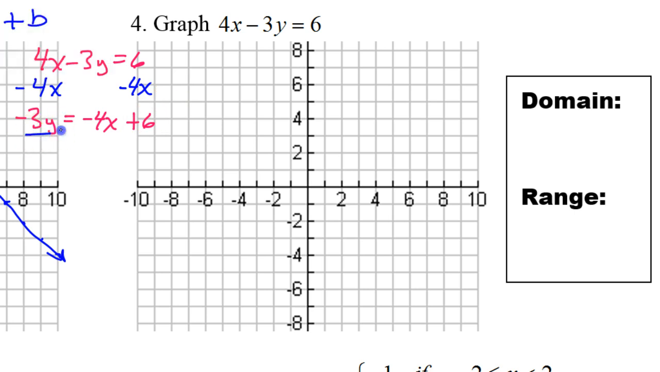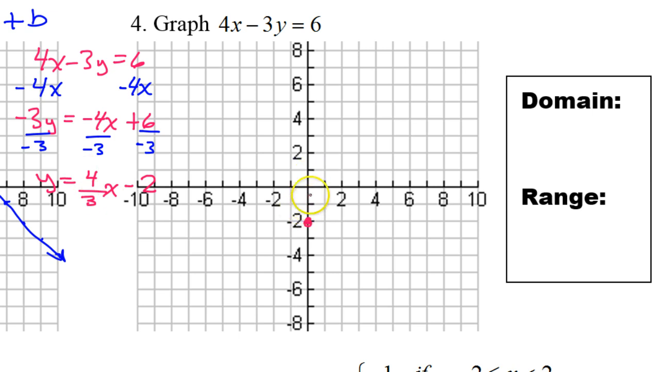Then we will divide everything by negative 3. So that will give you y is equal to, look, a negative divided by a negative is a positive. So this will be positive 4/3 x and then minus 2. All right, 6 divided by negative 3 is negative 2. So the y-intercept is negative 2, and then the slope is 4/3.